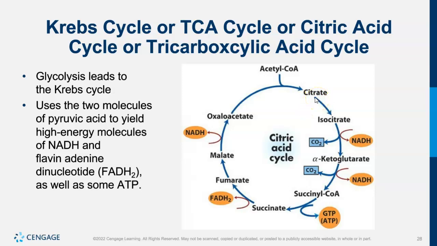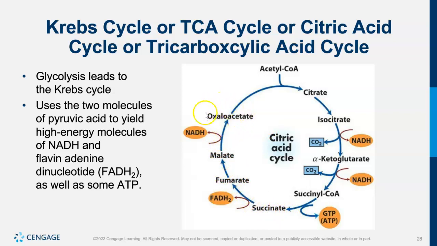Citrate is a 6-carbon molecule. Then it goes all the way around and all of these reactions occur, and we get more hydrogen ions here and here. We get some actual ATP here. We get some more hydrogen ions here, and lastly over here. So what's happening is we go from a 6-carbon to a 5-carbon to a 4-carbon, and then all of these other things happen, and we end up with oxaloacetate.